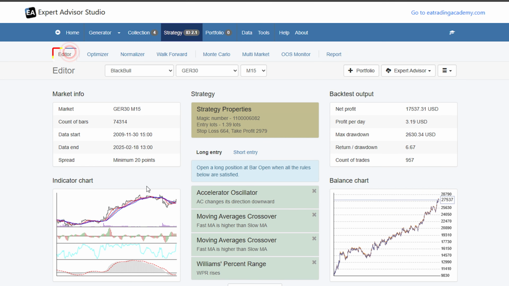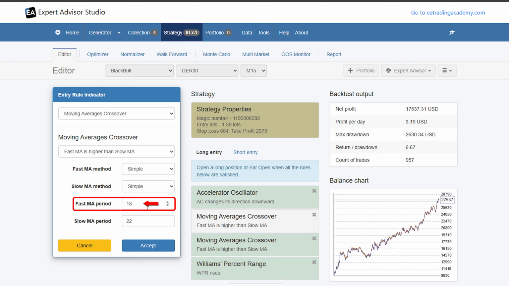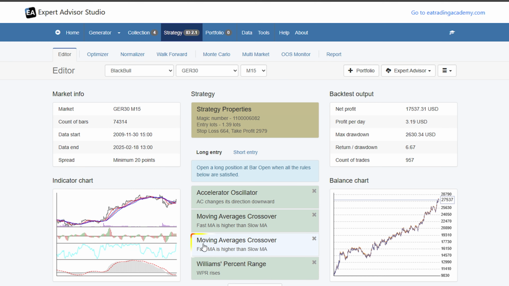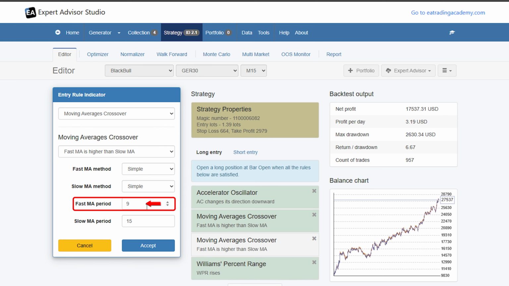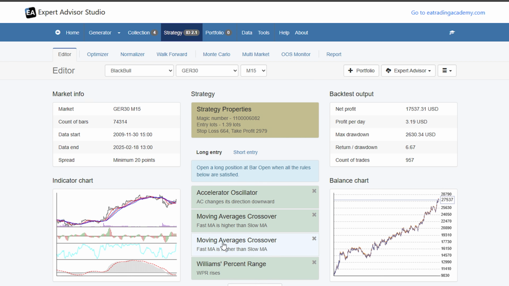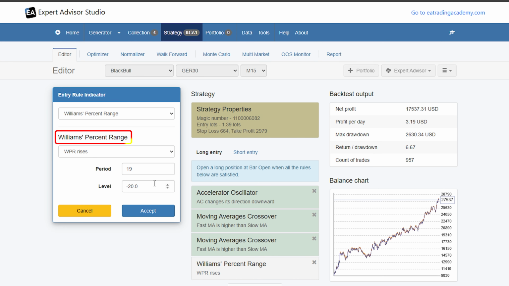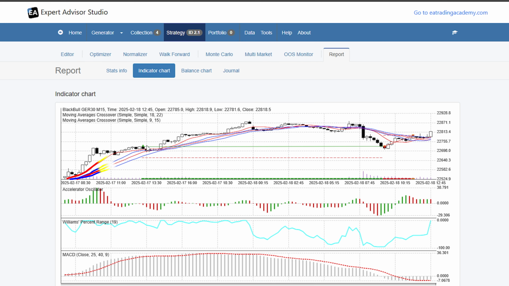not. So if I go back to the strategy editor, you will see that we need to see the fast moving average higher than the slow moving average with period of 18 for the fast and period of 22 for the slow. We need to see that the 9 moving average is higher than the 15 moving average, and we want to see that the Williams percent range with period of 19 is rising. So here are the moving averages. They should be in the exact order, and the Williams percent range should be rising.